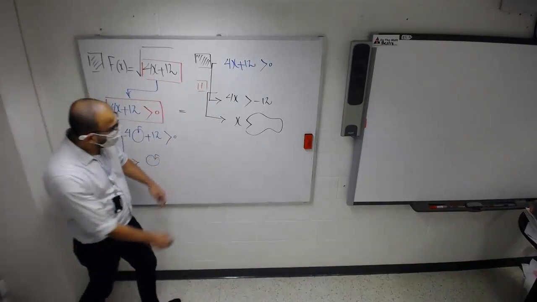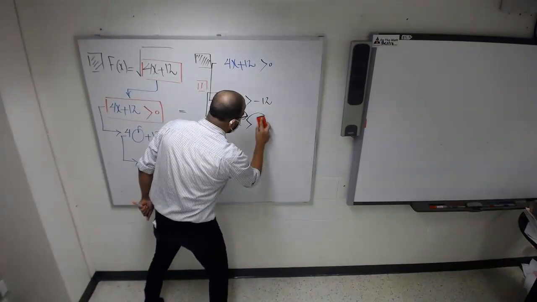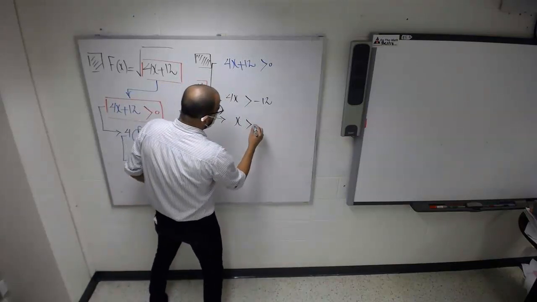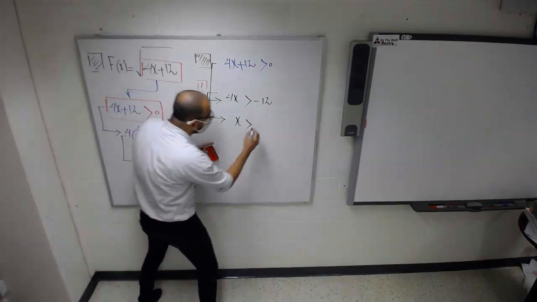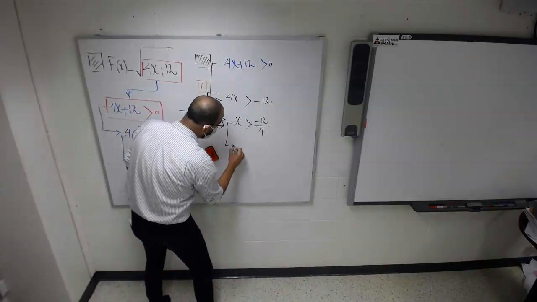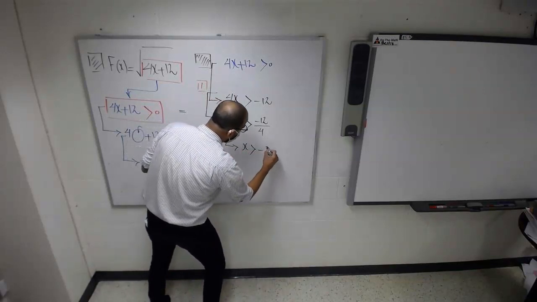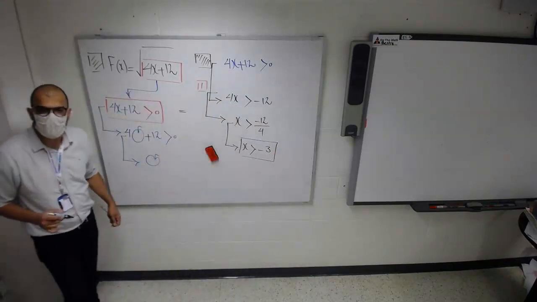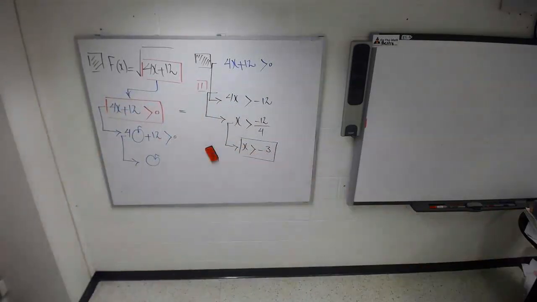Now, I'm going to erase for a moment this beautiful fish. I divide both sides by 4, then I get minus 12 divided by 4, which is essentially like this. X is greater than minus 3. Yes? Do we have to show the step? Yeah, the step needs to be shown, exactly like how you solve an equation.